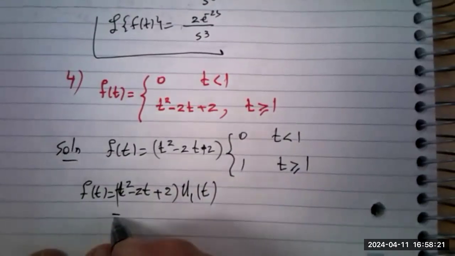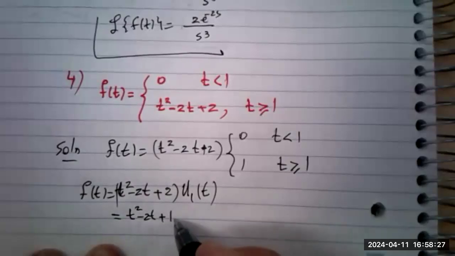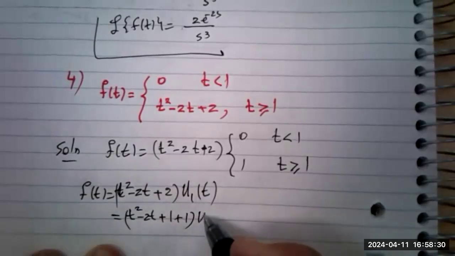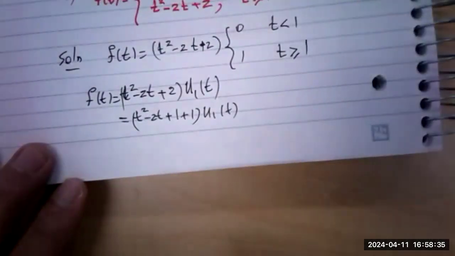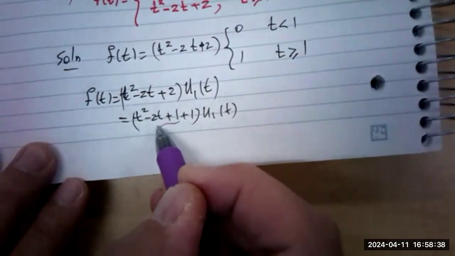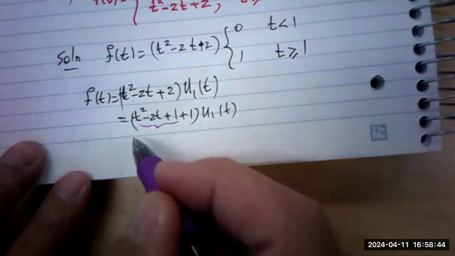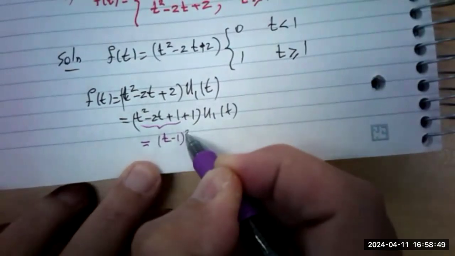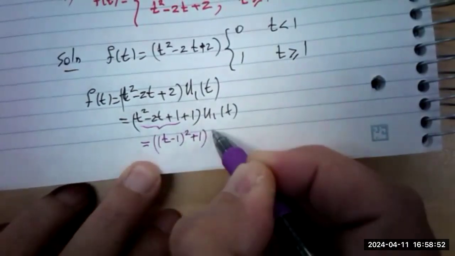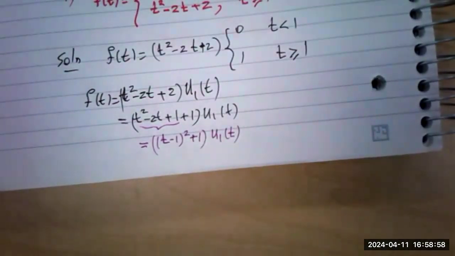So one way to do it is say, oh, this is t squared minus 2t. I break this one into the 1 and 1. Okay, 1 and 1. Now these three parts, this is the one that you are interested in. You get this one? t squared minus 2t plus 1 is t minus 1 squared. So that gives you t minus 1 squared plus 1 times u1(t). That's it. You change it to the function of t minus 1. Now it's ready for the theorem.